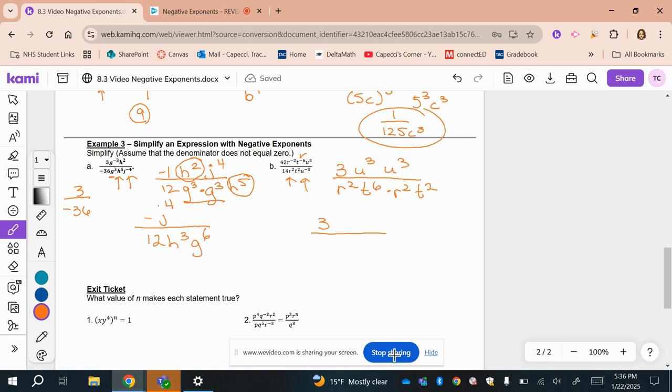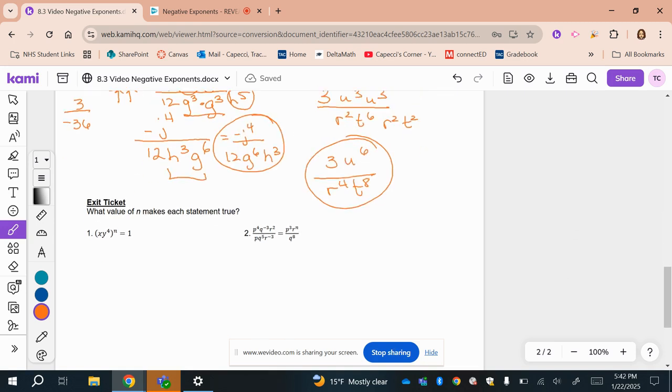So I have 3. And I only have u's on the top, so I'm going to add those together. So I get u to the 6th. On the bottom, I'll write the letters alphabetically. R to the second times r to the second. Remember, I'm going to add those. So I get r to the 4th. And then I have t to the 6th and t to the second. I add those and I get t to the 8th. And that is my final answer.